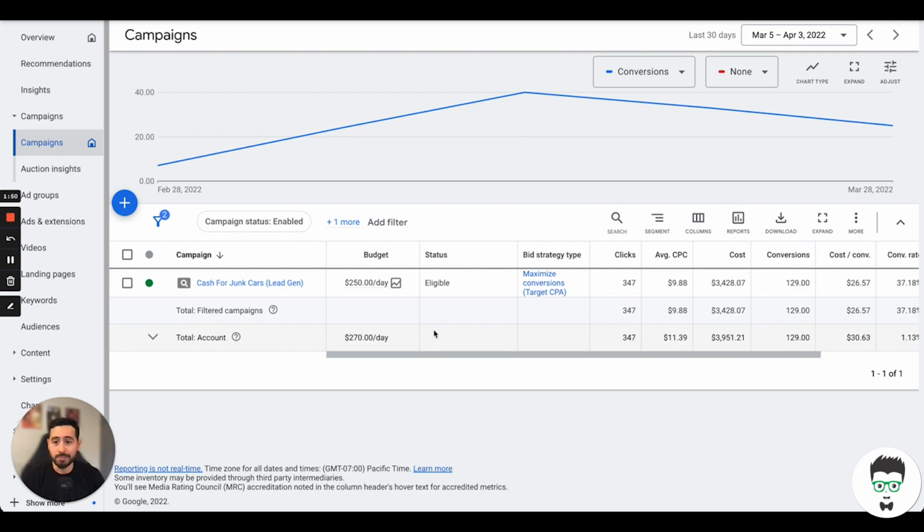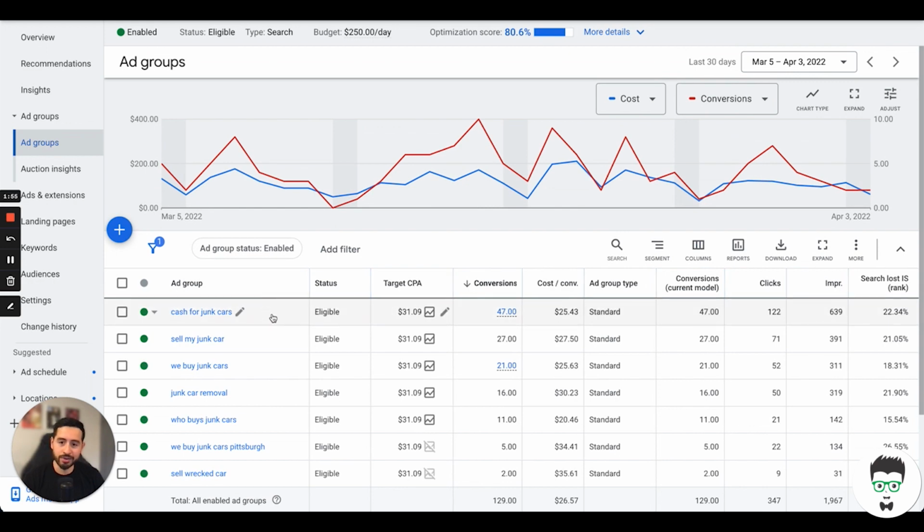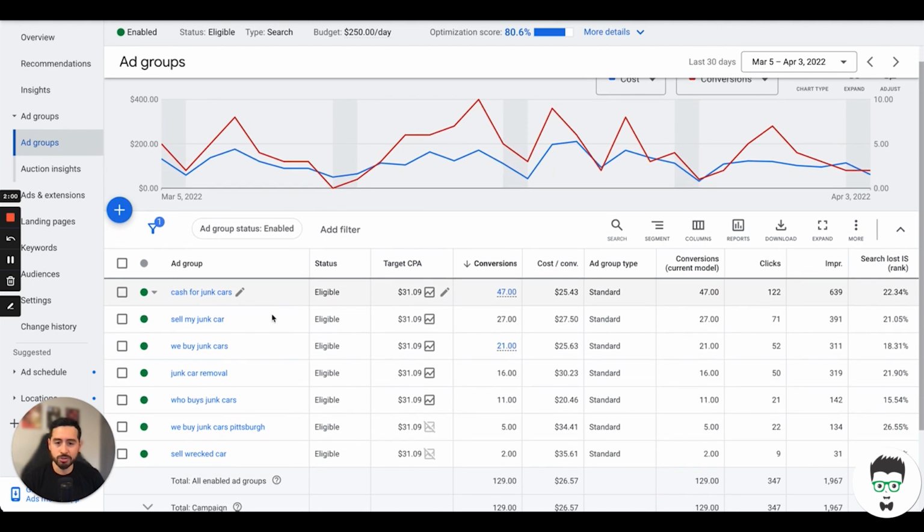Now, with that being said, let's take a deeper dive into this campaign, and I'll show you really quick the ad groups. So the ad groups, if you notice here, we have not too many, but it's enough to drive this amount of leads. And the way we structure our campaigns is very tight-knit. What I mean by that is they're themed based on the actual keyword. So this one ad group at the top that's been driving the most is cash for junk cars. And this will hold cash for junk car related keywords.